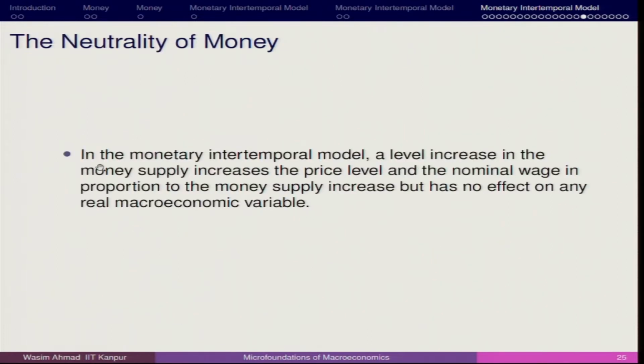The neutrality of money that we are going to introduce now says that a level increase in the money supply increases the price level and the nominal wage in proportion to the money supply increase, but has no effect on any real macroeconomic variables. We will try to understand this through the next chart.